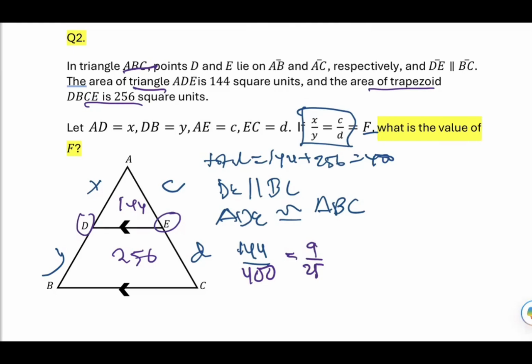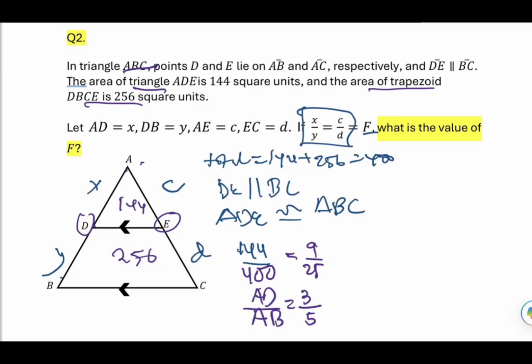Therefore, what is the scale factor? Linear scale factor, which is what? We just basically go from here to here and here to here, you can say AD and AB is actually the linear scale factor. You've got to find the square root of that, 9/25 gives 3/5. And that will give you an idea.